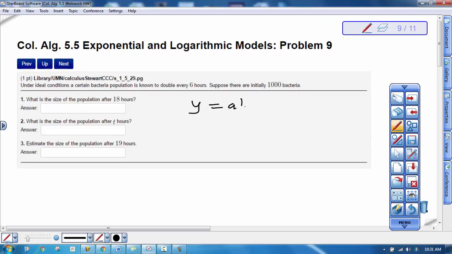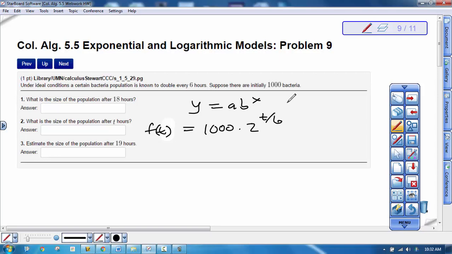Okay, the next problem, y equals ab to the x is our exponential. It says under ideal conditions, a certain bacteria population doubles, so we're going to put in 2 for b. Every 6 hours, so I'm going to use t divided by 6, so that when I have 6 hours later, I'm doubling it by multiplying by 2. We're going to start with 1,000 bacteria. So here's our function, or I can call that P of t, since I'm using t for my independent variable.